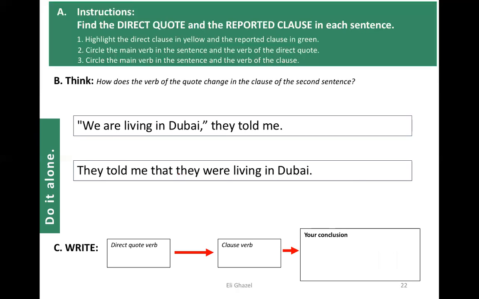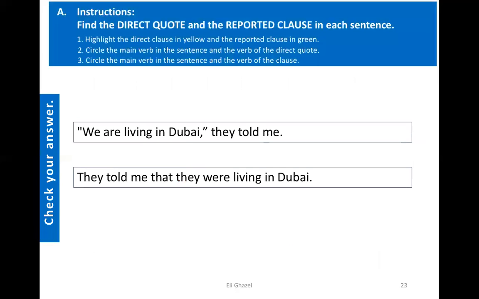Let's try it again. We are living in Dubai, they told me. They told me that they were living in Dubai. How does the verb of the quote change in the clause of the second sentence? And check your answer. We are living in Dubai, they told me. We are living in Dubai, exact words. That they were living in Dubai, not the exact words. So you want the students to be doing this.